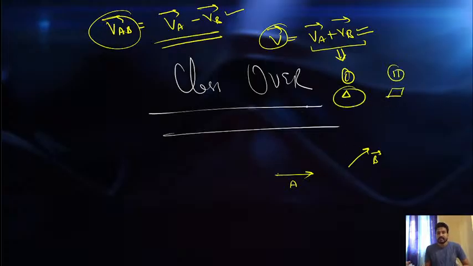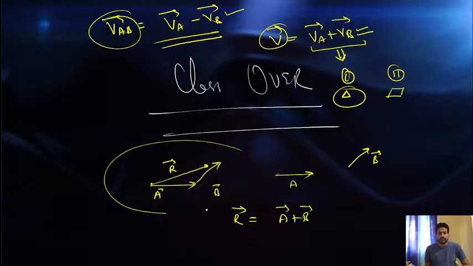The triangle method says that you just add these vectors head to tail. So I add this vector head to tail, and the resultant vector is basically joining the tail of the first to the head of the second. So this is basically your resultant vector. My resultant vector is equal to A plus B. This is one method.